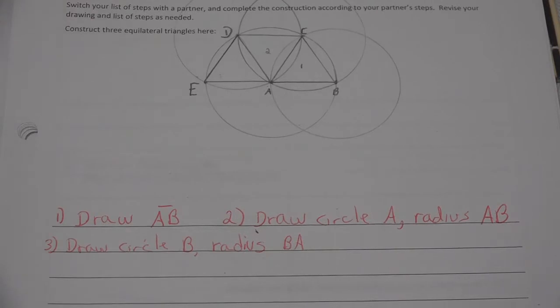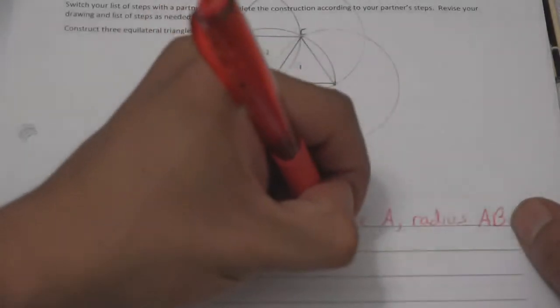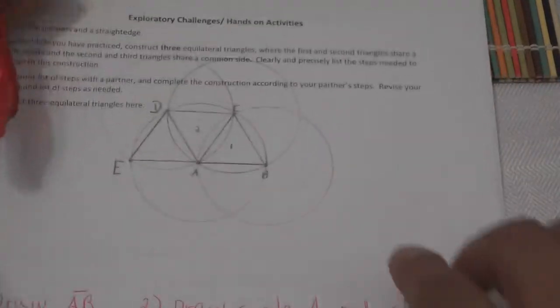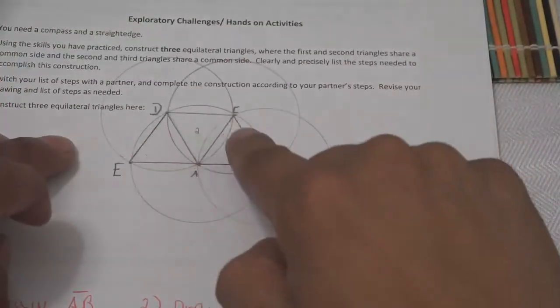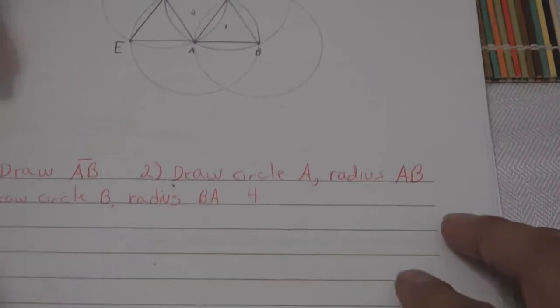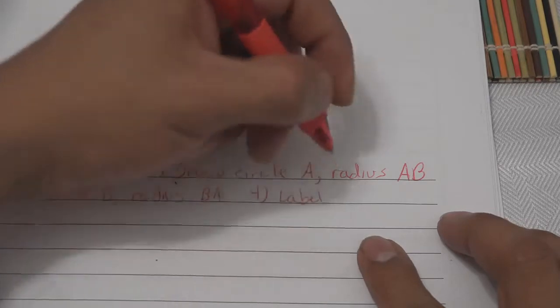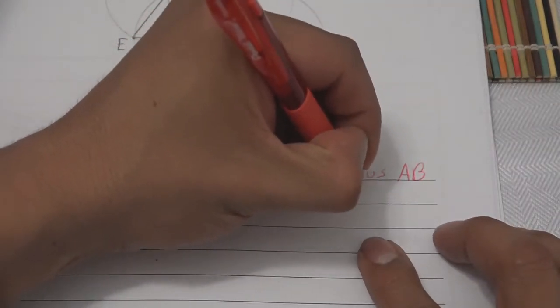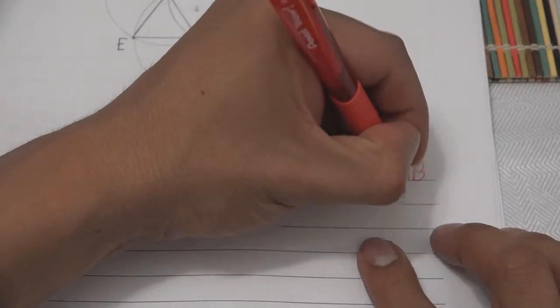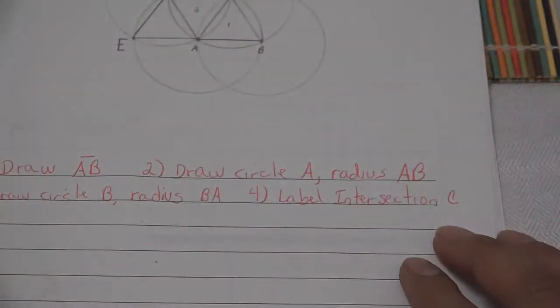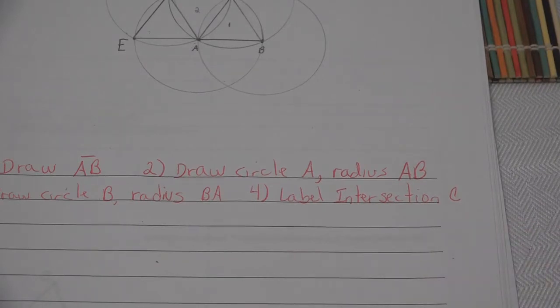Then what in the world did we do? Oh, I see. Number four. Label the intersection. Okay, the intersection of this circle and this circle, label it C, right? So label intersection C. Label the intersection C, okay?